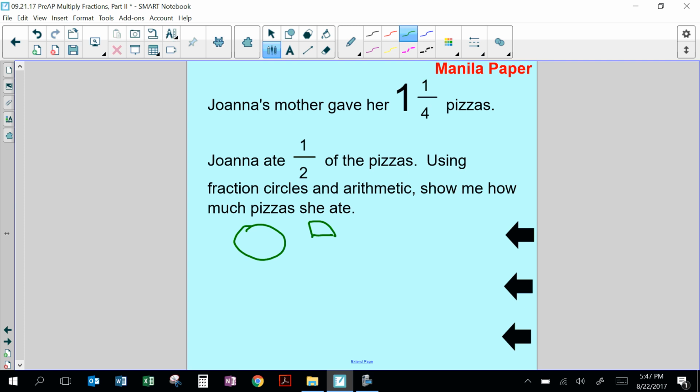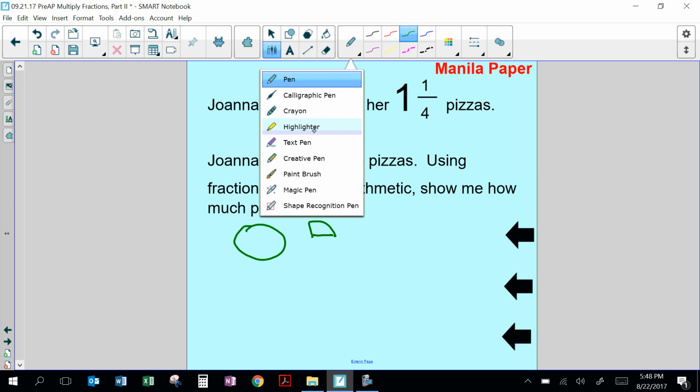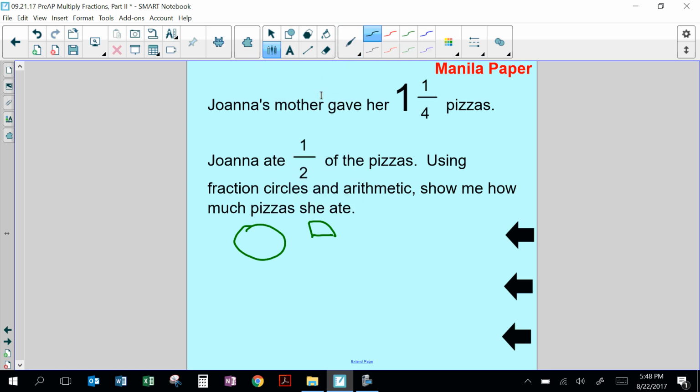So here, I'm going to start with fraction circles. So this is how much she was given. She ate half of it, so let me shade in half of it. So she ate this half, and she ate half of this. What fraction is that? Well, let's break this up. So this is this part. This is this part.